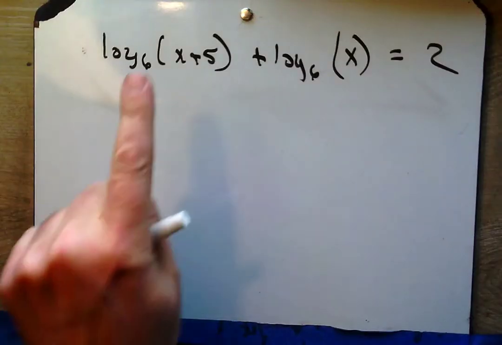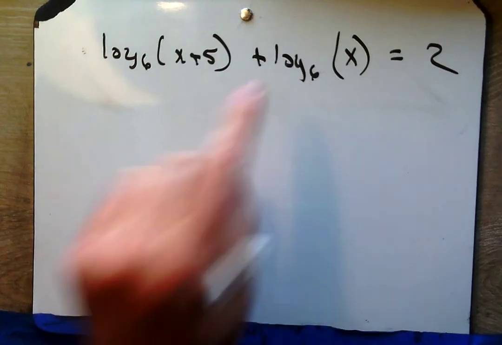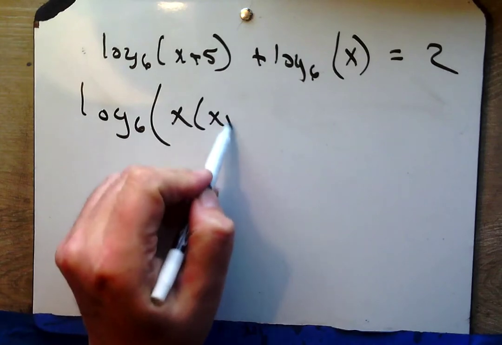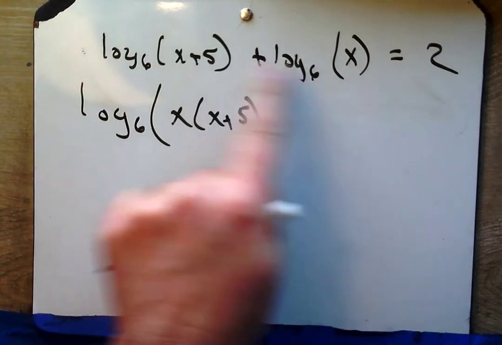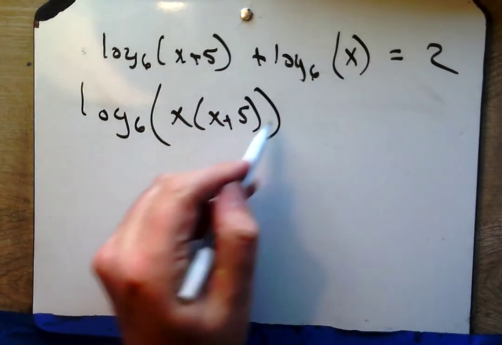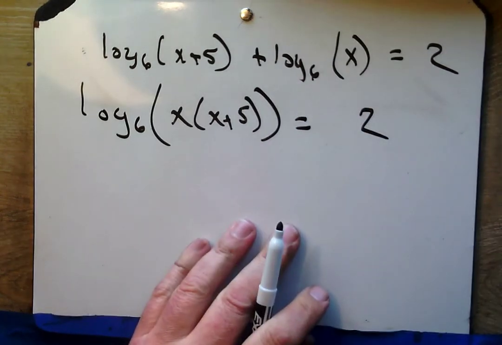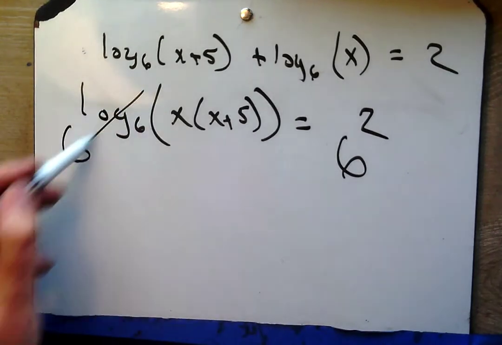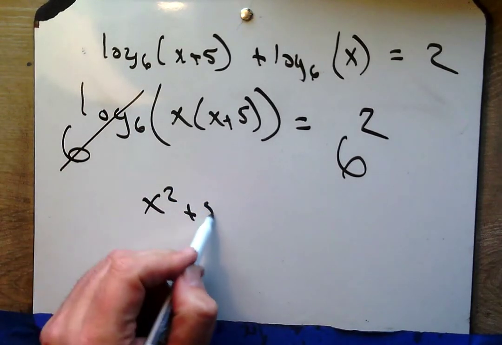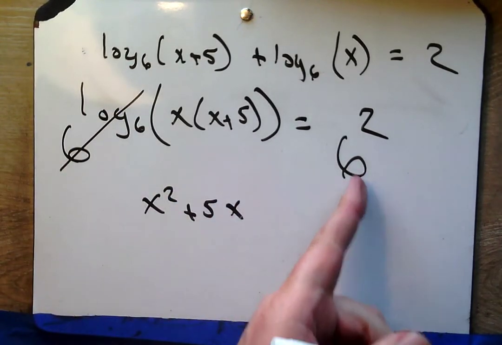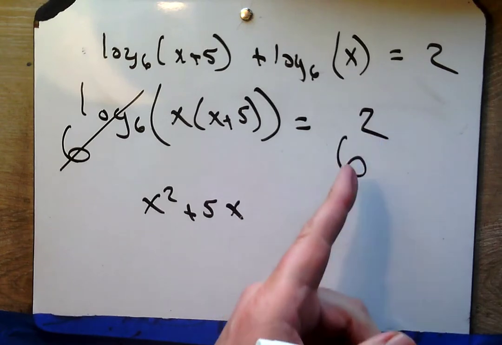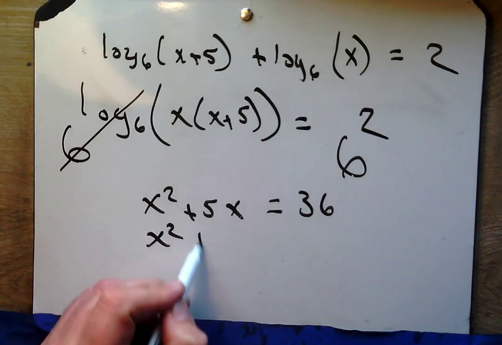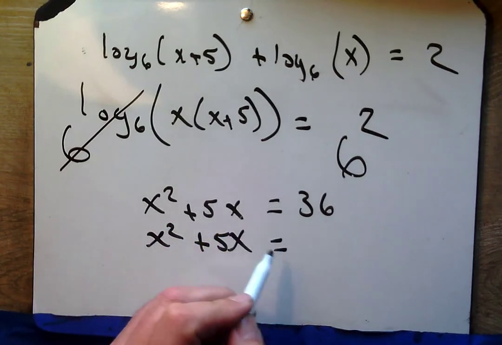Okay, so I've got 2 logs connected with a plus. That means I can write this as 1 log, and these arguments are multiplied together. Now what? Exponentiate. These cancel, leaving me x squared plus 5x. This is no cancel. This is 6 to the 2nd power. This is 36. So x squared plus 5x equals 36.